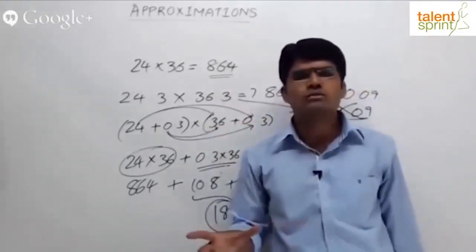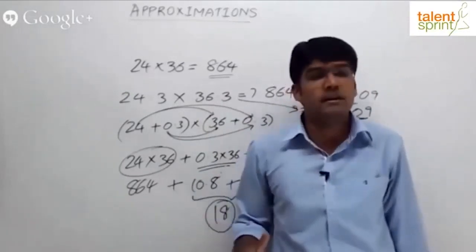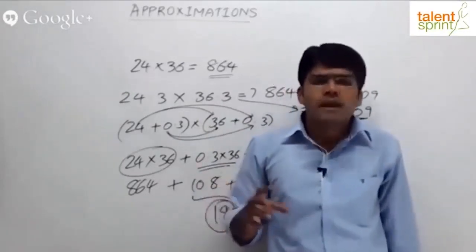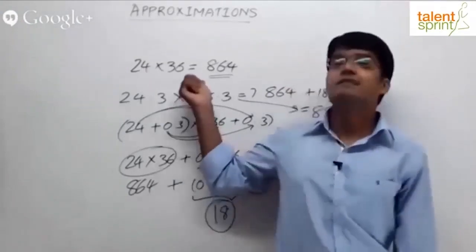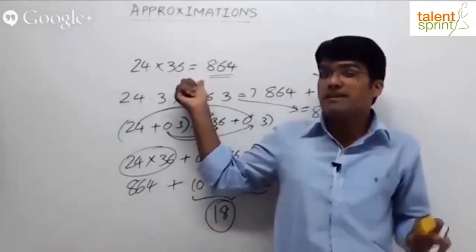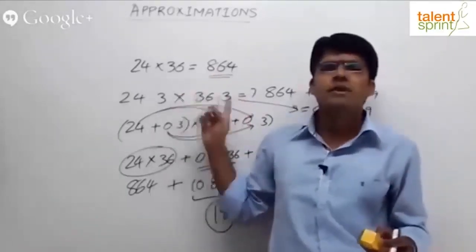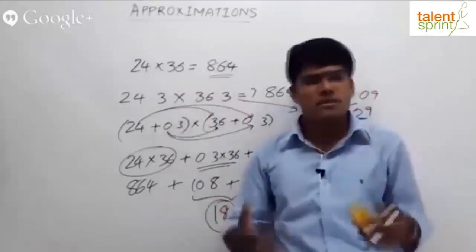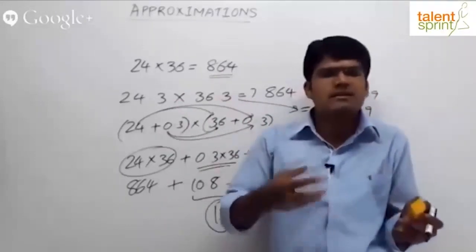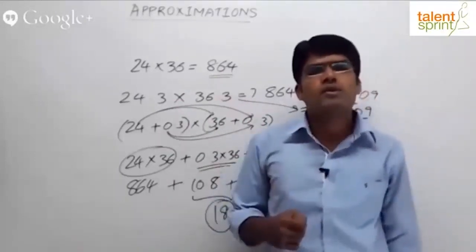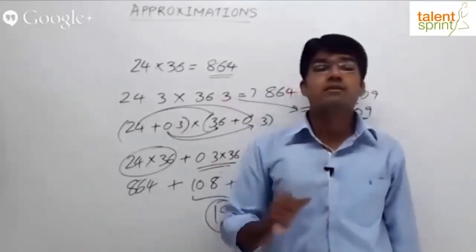If the options are too close, maybe you leave the question. If they are not so close, then first go for 864. Then see if 864 is giving you the right idea or not. If not, just check 0.3 into 36, 0.3 into 24. Likewise for 3-digit numbers, 4-digit numbers, same idea. Just try to go for an approximate way of getting the answer, again based on the options.